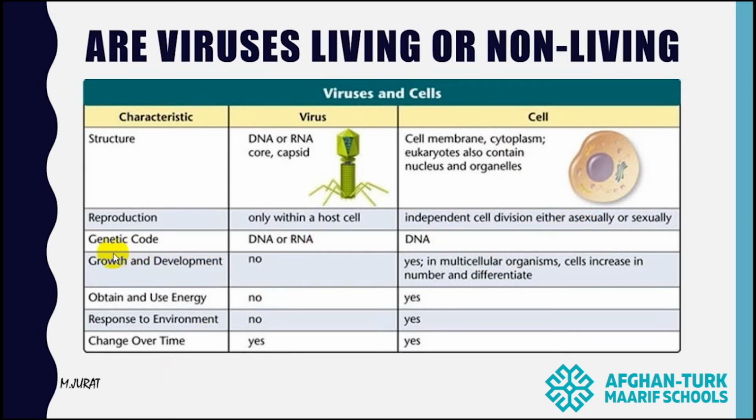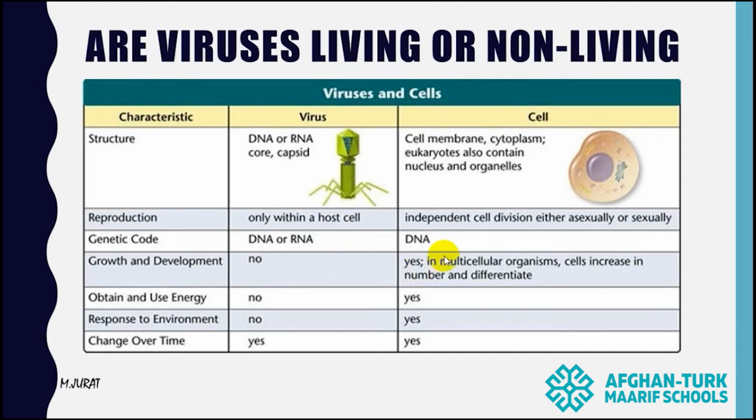And about their genetic code. What is genetic code? Genetic code stores information about our different generations, and about things necessary for carrying on our daily routine. For example, the code for making different sorts of proteins inside our body is stored in genetic material. The virus's genetic information is coded or stored in DNA or RNA; one of them is enough. But in a cell, only DNA is responsible for storing code. And about growth and development, there is no growth, no development in a virus.